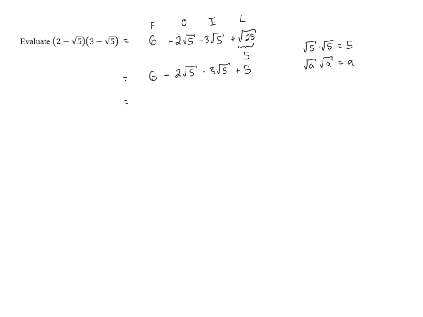Now we need to combine like terms still. We've got 6 plus 5 equals 11. And then we can also combine the terms with the square roots of 5 because those are like radicals. Negative 2 root 5 minus 3 root 5 gives us negative 5 root 5. And here, because one term has a radical and the other doesn't, these are not like terms. They can't be combined. And so our final answer is going to be 11 minus 5 root 5.